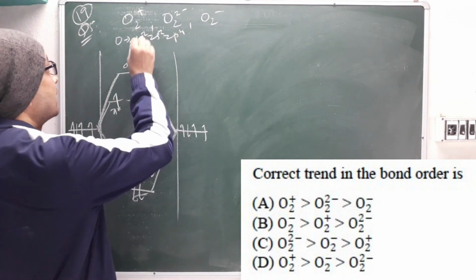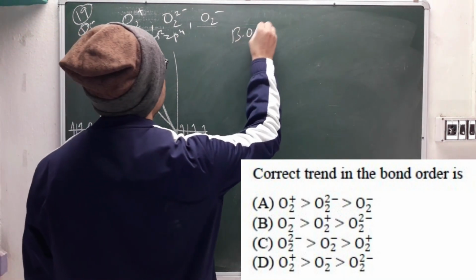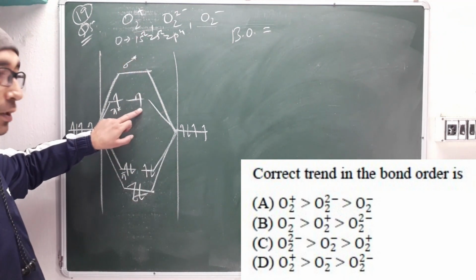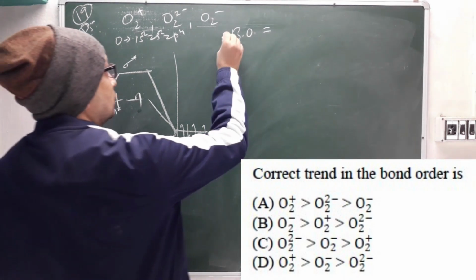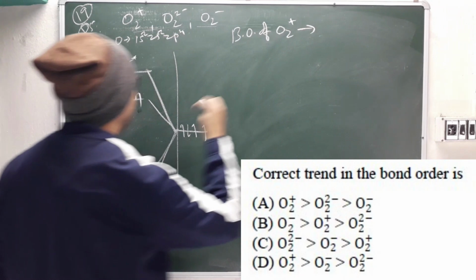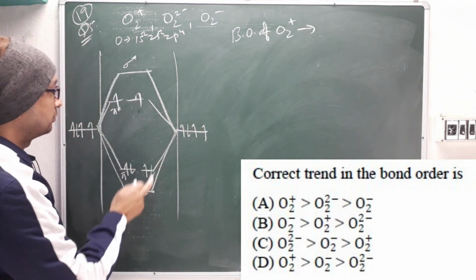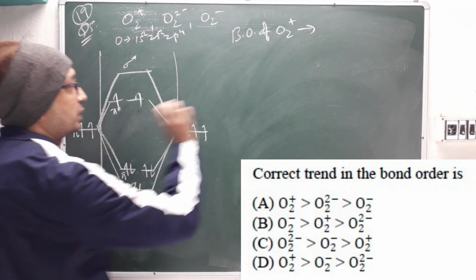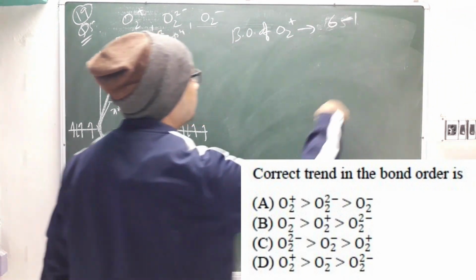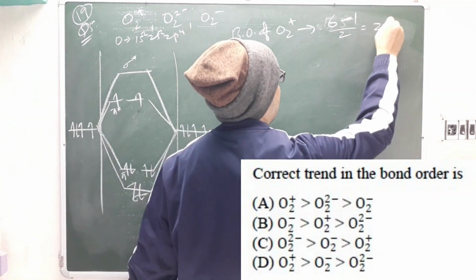They are not asking that, they are asking for the trends based on bond order. So we have to find the bond order. First we will take it for plus. One electron we are removing. So bond order of O2 plus: if one electron is removed, it will go from antibonding itself. So it will be 6 minus 1, because 1 we have already removed, divided by 2, 5 by 2, it will be 2.5, right?